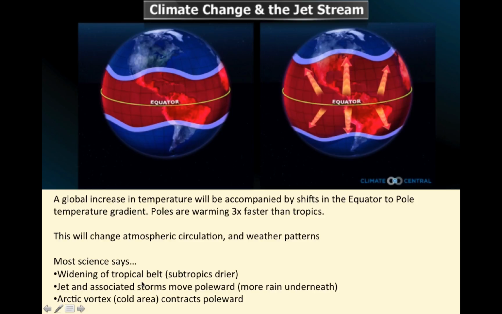The jet and associated storms move poleward. So again, if the temperature gradient moves poleward, the jet forms right above that temperature gradient, so it's going to move up there, and the associated storms that the jet spins up will move up there as well. So they expect the storm track to move slightly poleward. The Arctic vortex specifically is in the northern hemisphere, and it's expected to contract poleward, meaning that this big area of kind of cold air that extends pretty far into the mid-latitudes now is going to push and hang out most of the time to the far north.